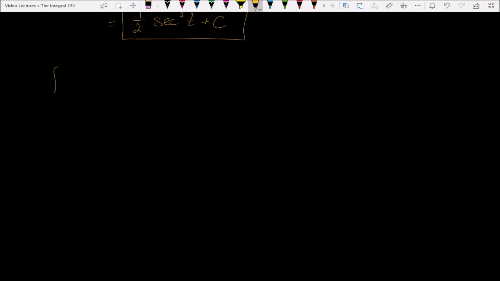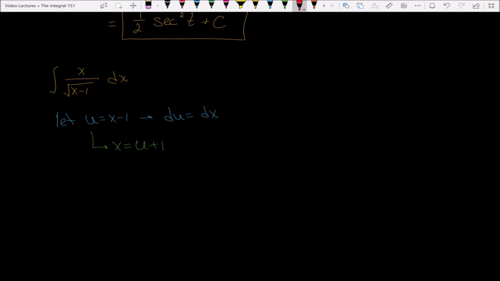Let's now look at the antiderivative of x over the square root of x minus 1. If we let u be x minus 1, du would simply be dx. Well, there's a problem. We still have this extra x. Well, if u is x minus 1, that would mean x would be u plus 1.